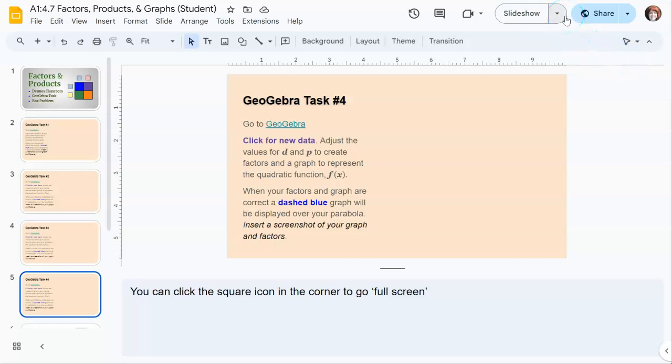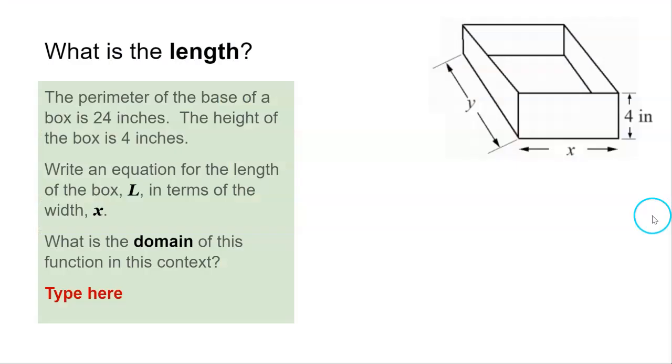All right, let's finish up with our last task. Okay, our final task. This can be independent, it could be partners, and it could be teams at their desks. Since I've been going to the board quite a bit, I probably would let them work at their desk on this one. It just kind of depends on what's going on at that time, but I'm going to have the kids create for me an equation for the length of this box in terms of the width. And what I'm told here is the perimeter of the base is 24 inches.